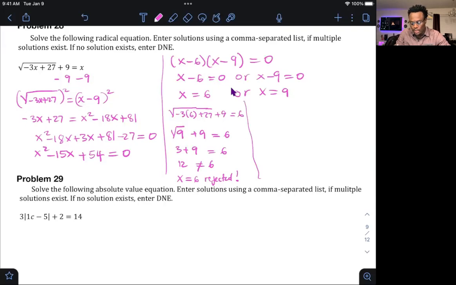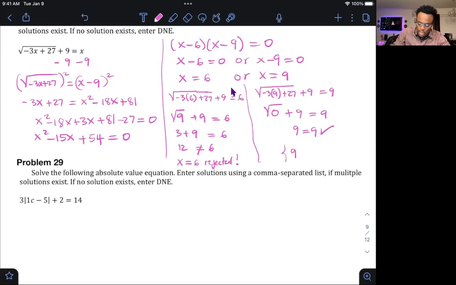And then let's check for x equals 9. We will replace -3 times 9 plus 27 plus 9. Is it 9? Well, that's square root of 0, because -3 times 9 is -27 plus 27 is 0. Plus 9 equals 9. So 9 equals 9, checks. So your solution is 9.